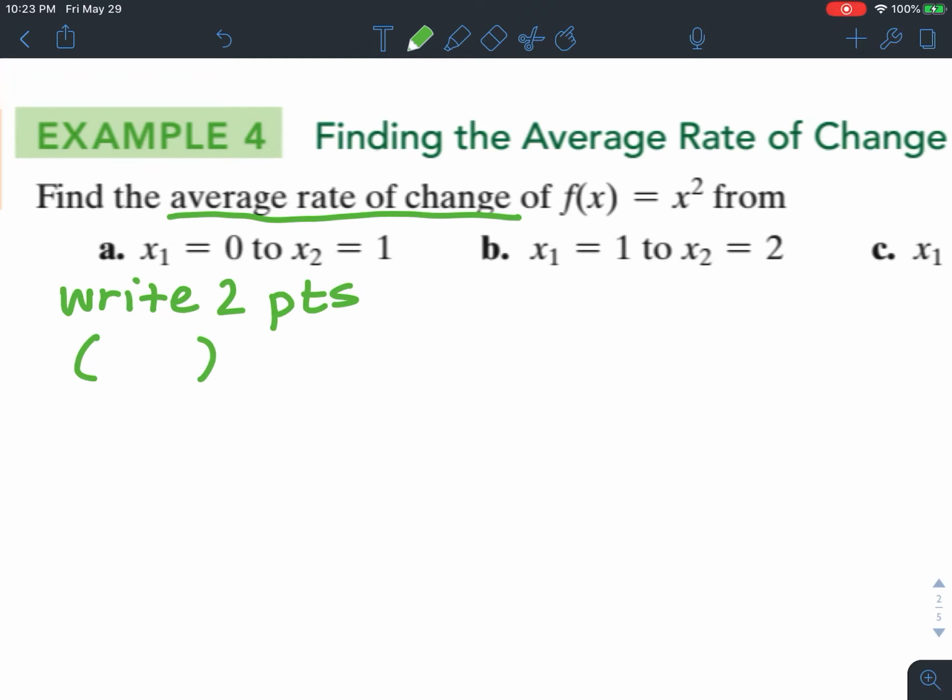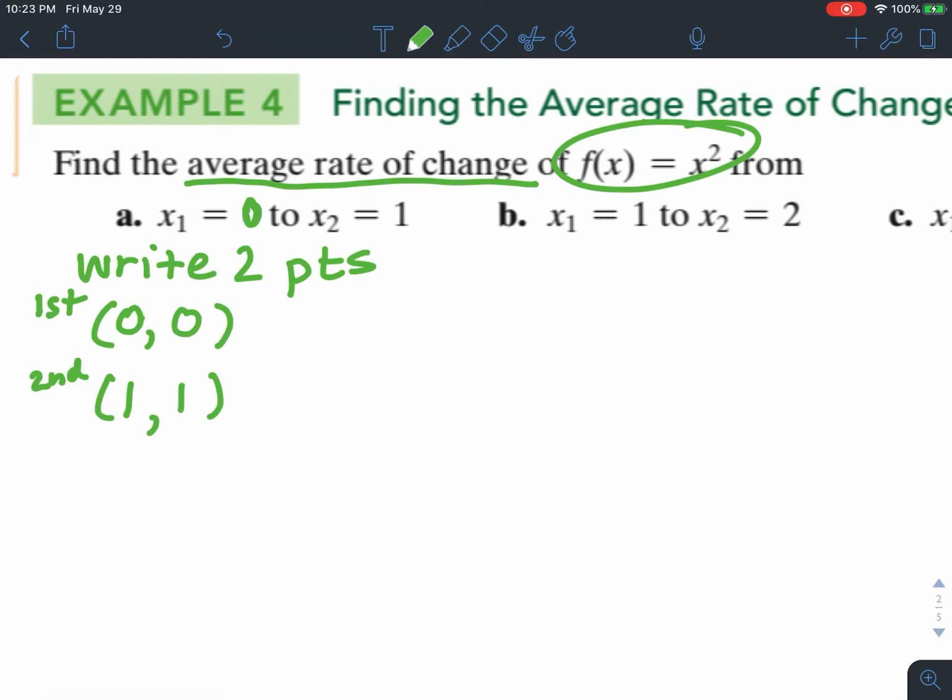So the first point is going to have its x be 0. And the second point is going to have its x be 1. So we'll call this first. We'll call that second. Now, how do I get the y values? Well, they gave me the function. So if I put 0 right in here into the function, what is f of 0? It's 0. And what is f of 1? Well, it's 1. So now I have the 2 points.